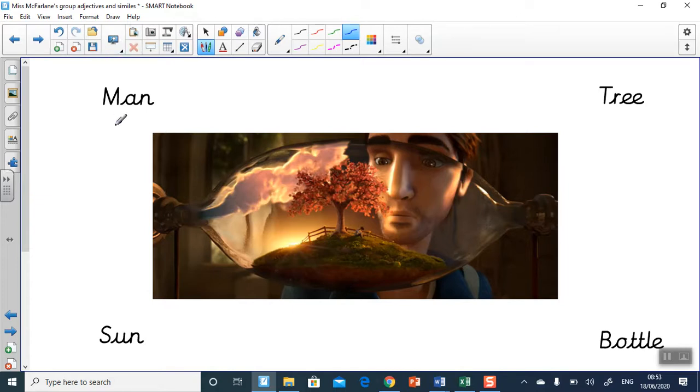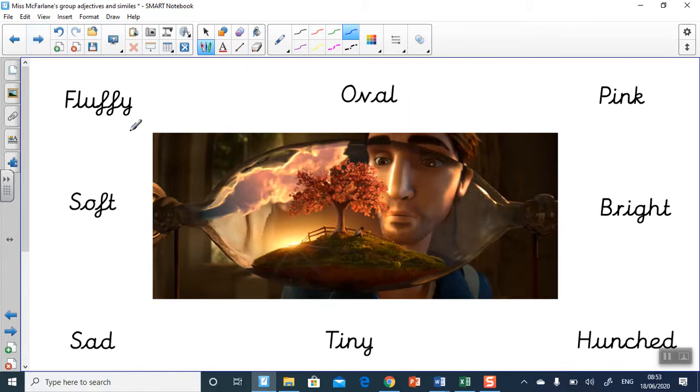Okay, so remember you could be describing the man, the sun, the bottle, or the tree. Okay, let's have a look at some of my examples. So I have used fluffy, soft, pink to describe the clouds. I have used tiny to describe the image that's inside the bottle. I have used hunched to describe how Viridian is sitting and sad to describe how he is feeling. I have used bright to describe the sun round here. And I've used oval to describe the shape of the bottle.